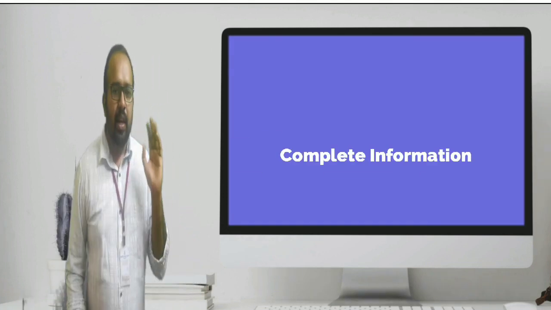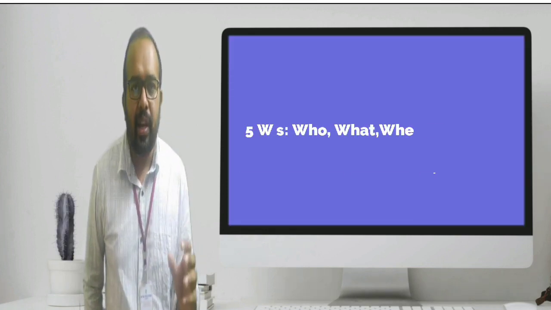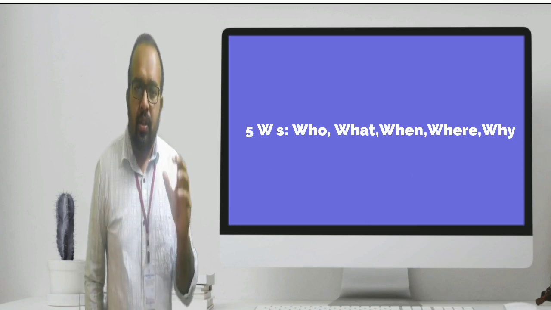Next is complete information. Give complete and relevant information. It gives answers for the 5 W's, that are who, what, when, where and why. So our information should be complete. If the information is complete, it builds goodwill.